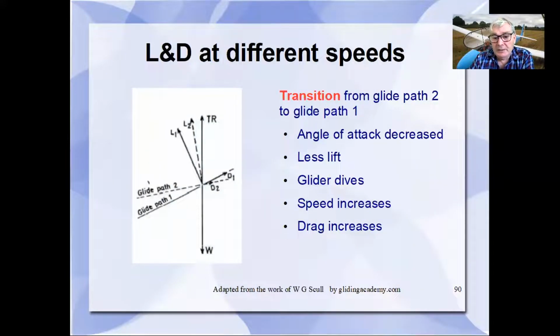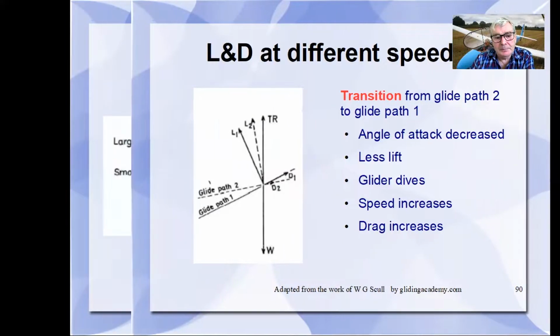Transitioning the other way, then, going from glide path 2 to glide path 1, the angle of attack is decreased. The wing generates less lift and the glider dives. As the speed increases, the drag increases. While this process is going on, again, this is termed accelerated flight.